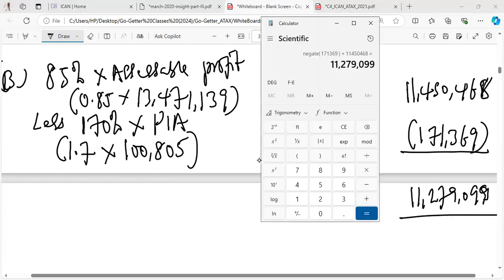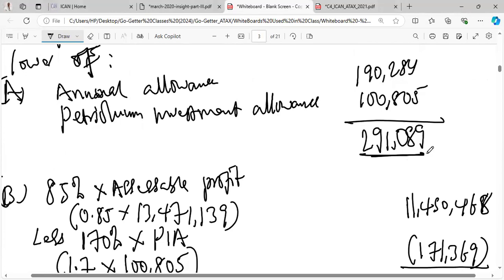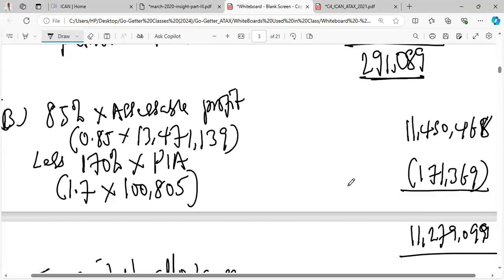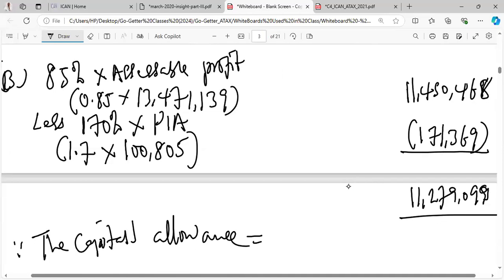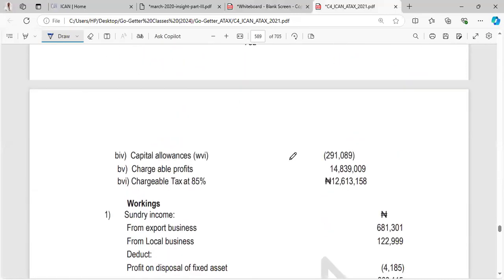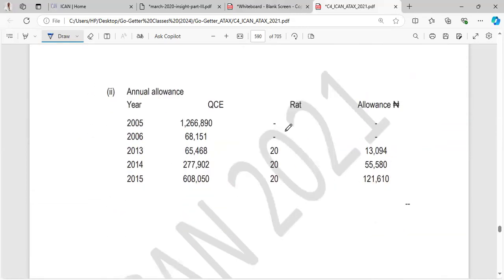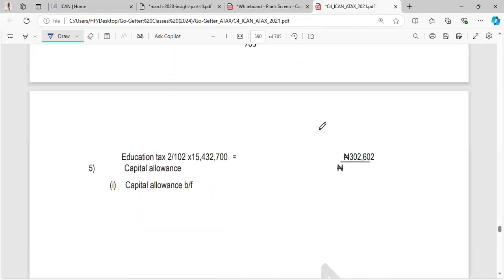So now you say, therefore, the capital allowance is the lower of this. This is what you have acquired as capital allowance, and they said it should not be higher than this: 291,089. 291,089 is your capital allowance. Let's see what was done here. 291,089. So that's what was done. I don't need to look at their workings because we did it in the same way.